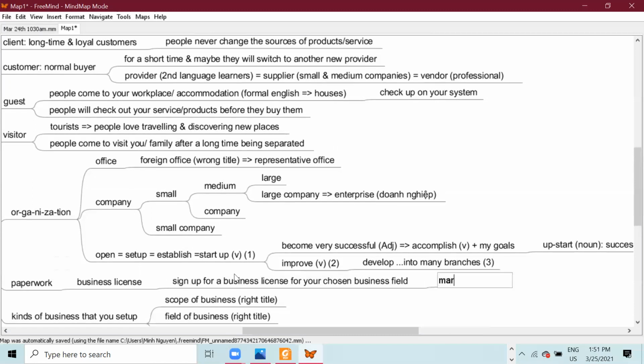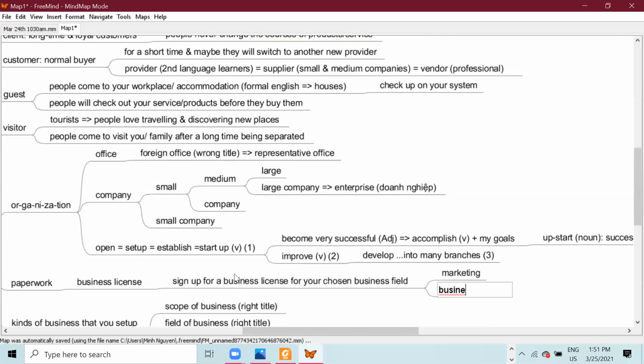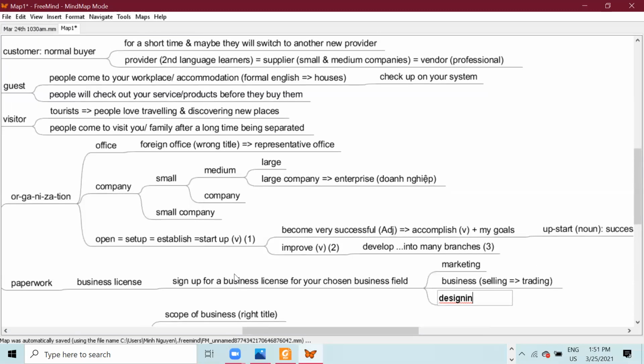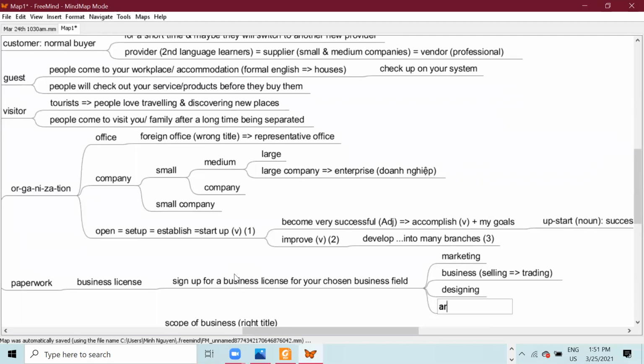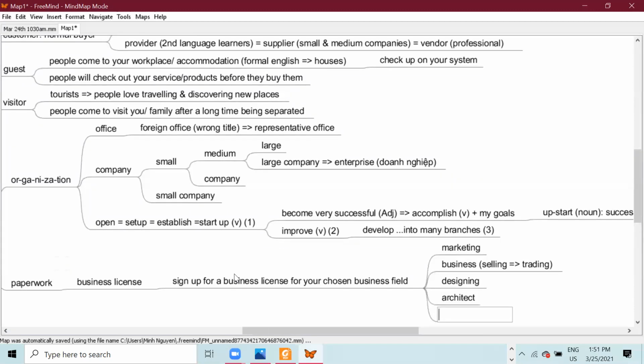Like if you want to work in marketing, or if you want to work in business, like selling, buying things, that is called trading. Or if you work in the designing field, for example, or the architect field or engineer field. So these are the words that we use. Sign up for a business license for your chosen business field. So this is called the business license.